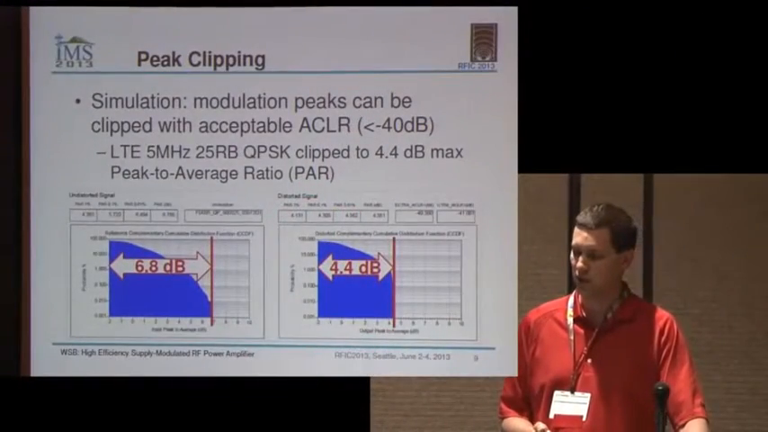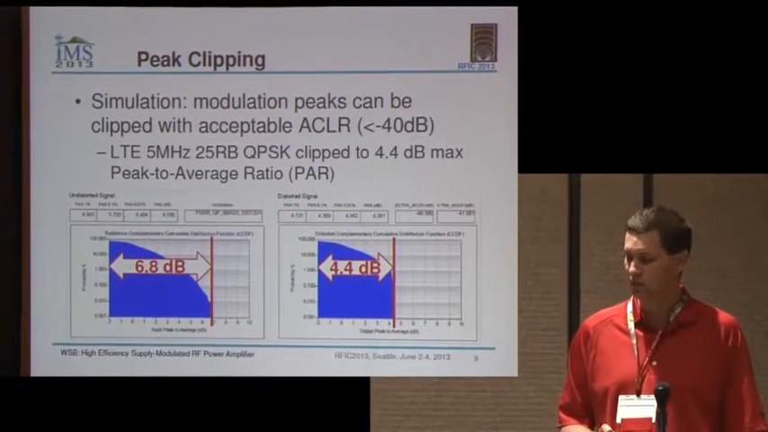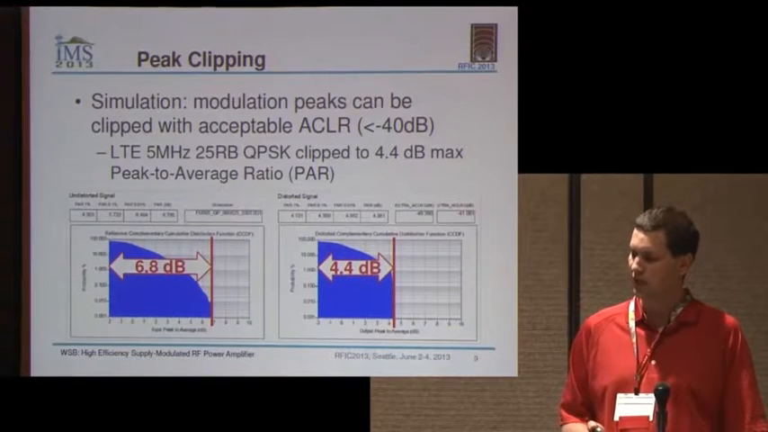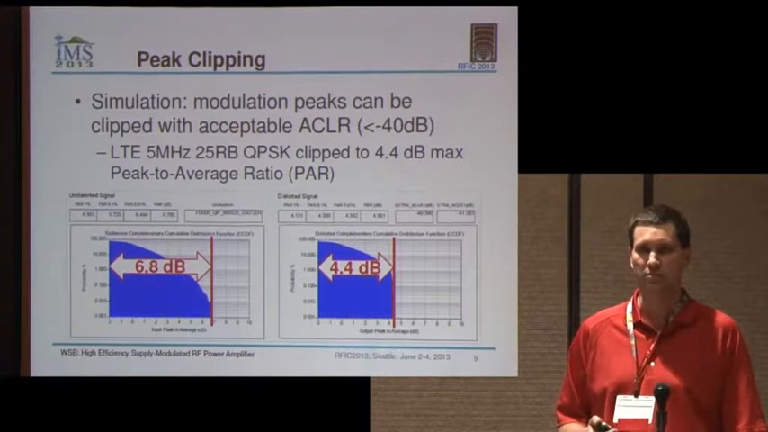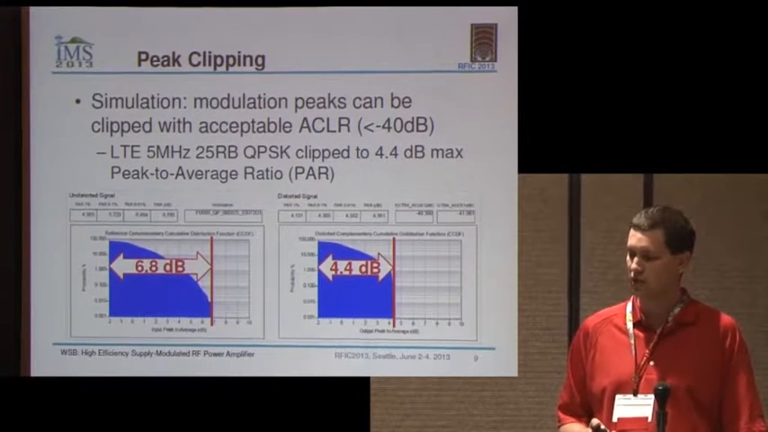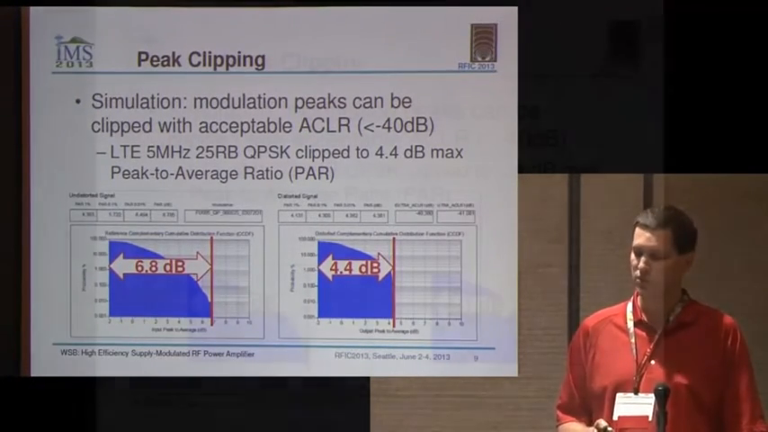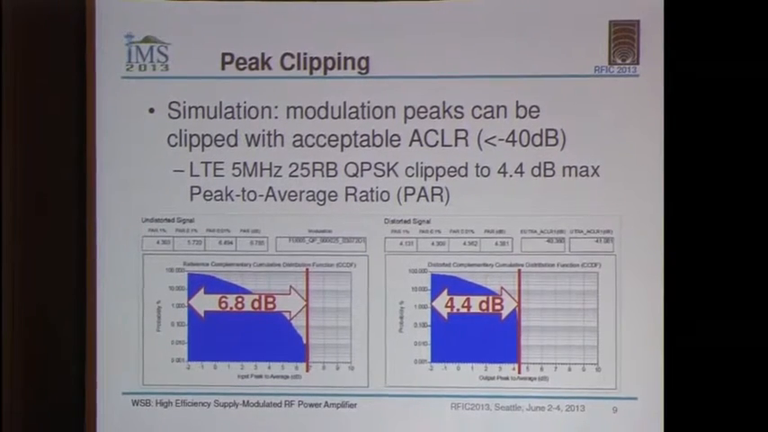We've done simulations with the PA model and the envelope tracking and the clipped upper voltage, and we find that actually we can clip the peaks and still achieve acceptable linearity performance. So on the slide here, I'm showing two CCDF curves. The one on the left is the source signal, the modulation itself. I think in this case it's a 25 resource block, 5 megahertz QPSK signal. And roughly speaking, the very high peaks, the peak to average ratio is about 6.8 dB.